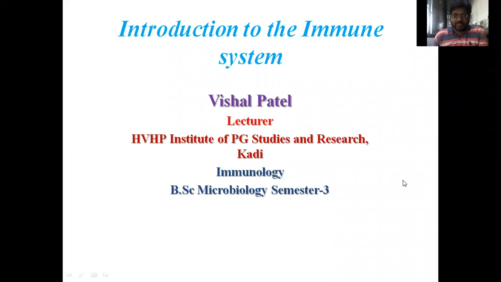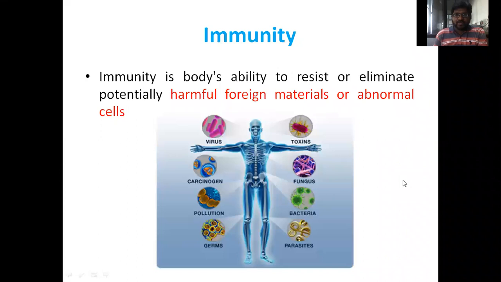And today my topic is Introduction to the Immune System, of Immunology for the BSc Microbiology semester 3. So today we're looking at immunity. So what is immunity? Immunity is the body's ability to resist or eliminate potentially harmful foreign materials or abnormal cells. We can say harmful materials or microbes also.